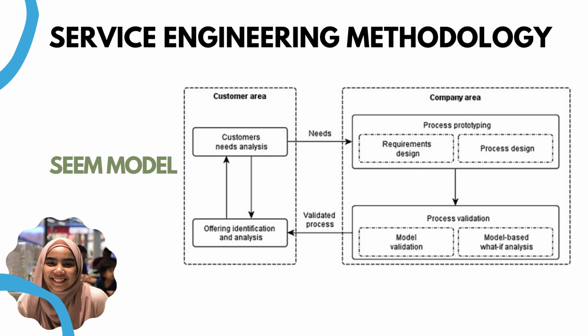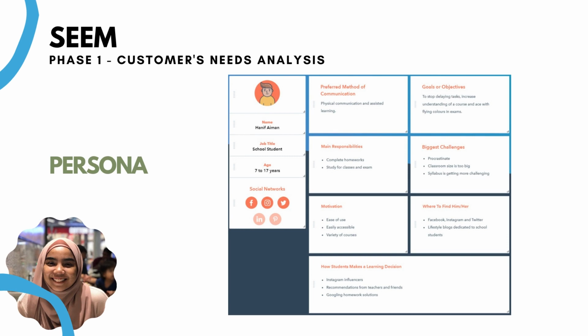As you can see from the figure shown, there are 4 phases in this methodology, which are customers' needs analysis, process prototyping, process validation, and offering identification and analysis. For the first phase, customers' needs analysis, we have used persona to obtain a clear understanding of the customer's needs and requirements in terms of products, service, and expected performance.